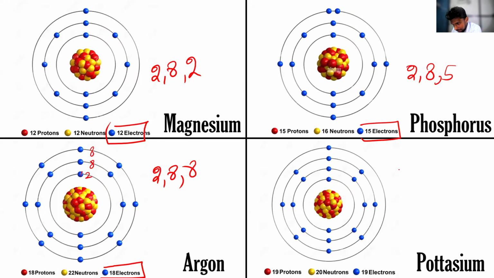In first energy level 2, second energy level 8. So 2 plus 8, that will be 10. So how many electrons are remaining there? How many electrons are remaining? 9 electrons are there. Out of 19, 10 electrons got the space. First energy level 2, second energy level 8.